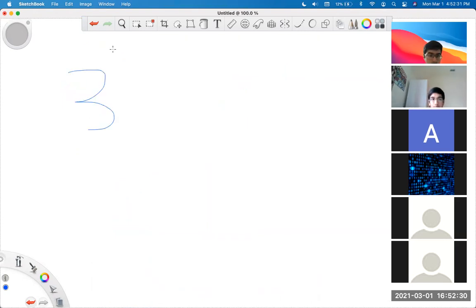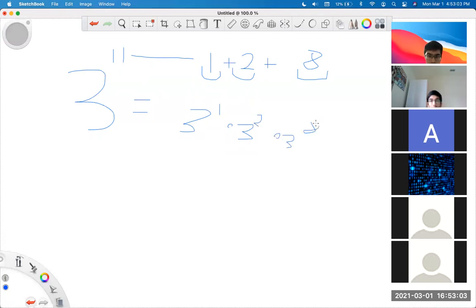Now if we have a power that's not divisible by 2 or is not a power of 2, the way that would work is we know that we can break this 11 into powers of 2 by having 1 plus 2 plus 8. This 11 can be broken up into 3 chunks: one chunk of 1, another of 2, and another of 8, which means that 3 to the 11 is equal to 3 to the 1 times 3 to the 2 times 3 to the 8. Again, if we're able to calculate each of these parts, then we can easily calculate 3 to the 11th.